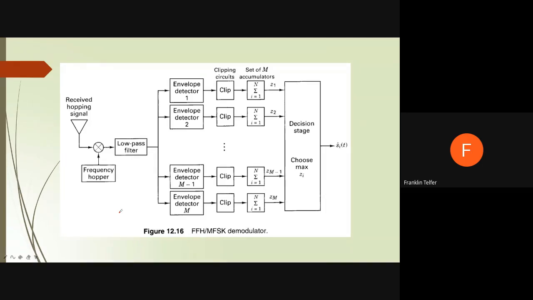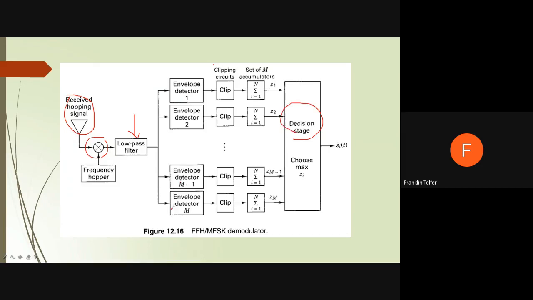In this FH demodulator, you can see there is a received hopping signal, which is received by an antenna. This portion is the antenna receiver. It receives some signals, or packets of signals. There's a mixer, mixed with the frequency hopper. Then they are filtered, taking away the unwanted signals, and given to an envelope detector. There is a clipping circuit and a set of accumulators. A summator has been added, and all together it's given to the decision device.